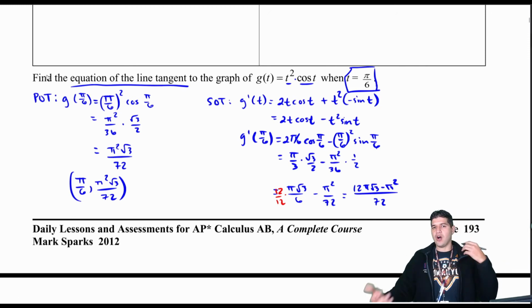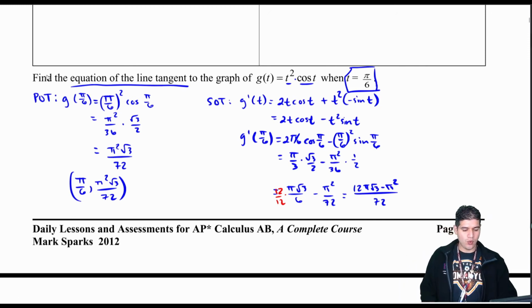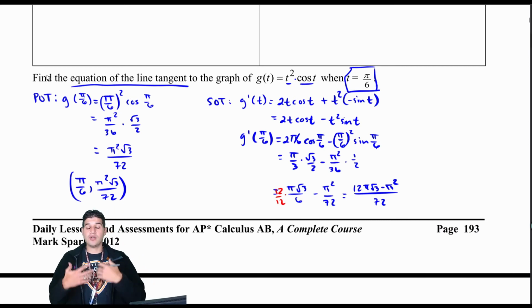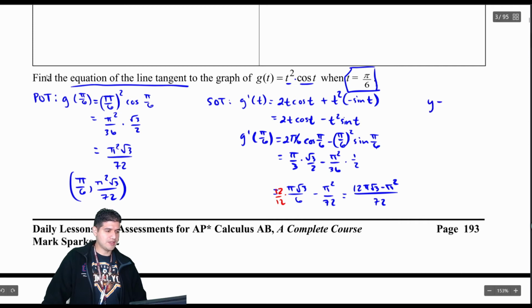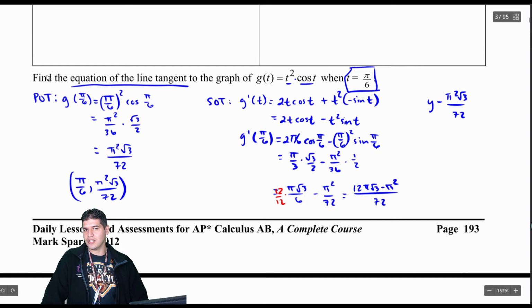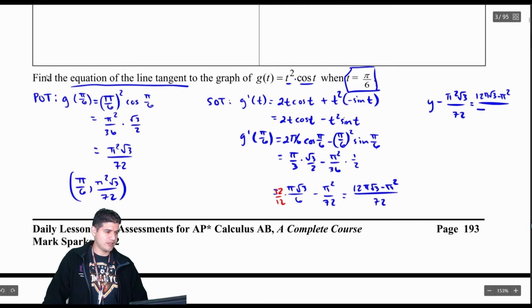So now I have all the bits of information that I need in order to write the equation of the tangent line at pi over 6. So it's going to be y minus the y value that I found, so minus pi squared square root of 3 over 72. And it doesn't need to look pretty to be the equation of the tangent line. Equals my slope, so 12 pi square root of 3 minus pi squared over 72, minus, and I'm running out of room a little bit.